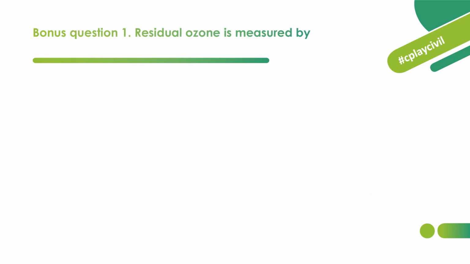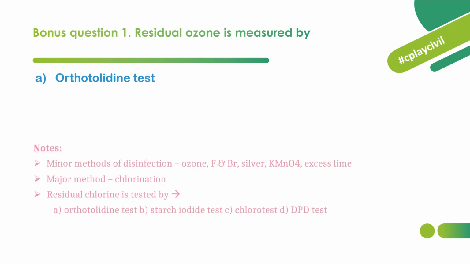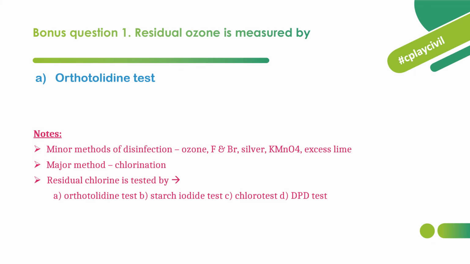So first one, residual ozone is measured by. Which test will be used to measure the residual ozone? So these are some of the disinfection techniques. After sedimentation, coagulation, filtration, we have disinfection as the treatment part. And in case of disinfection, we use chlorination, ozone, KMnO4, like that. So we shall see one by one. Here, residual ozone, when treated with ozone, is measured by the orthotoluidine test.